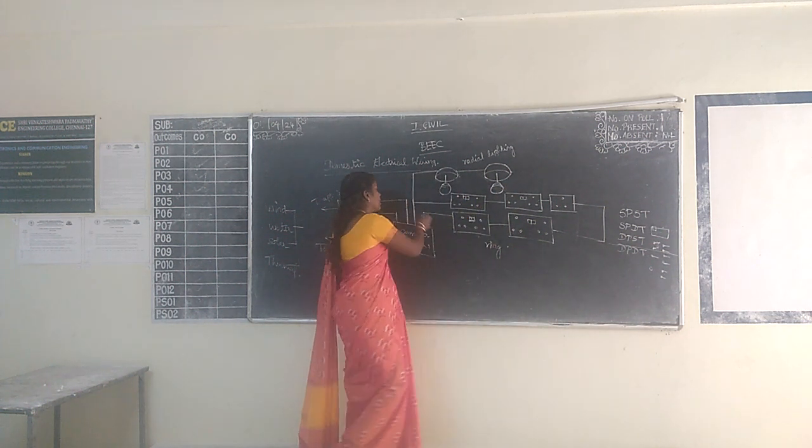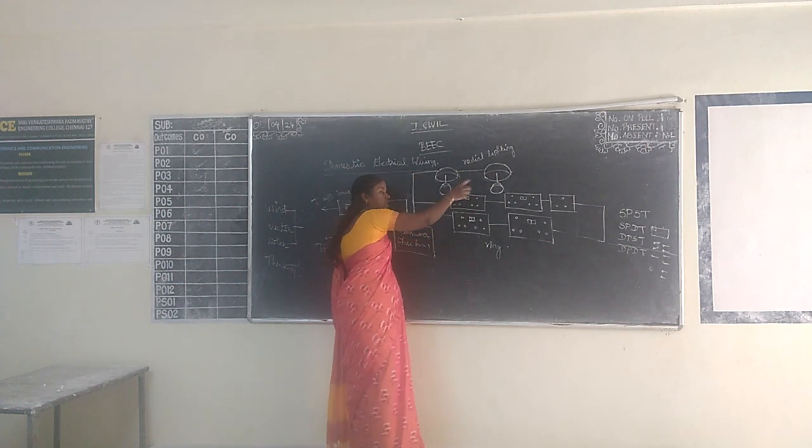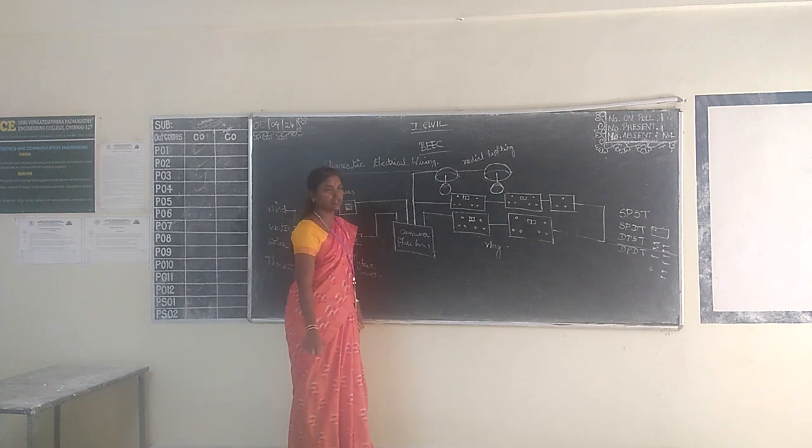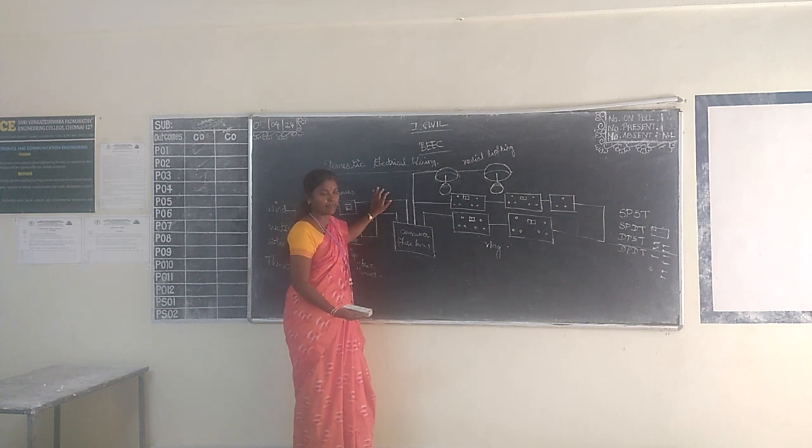So from this, each set of appliances is connected to the wires. Okay. So what is a wire? What is the use of a wire? It carries the electricity.